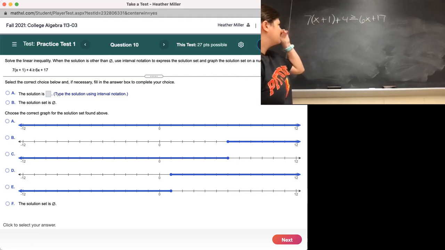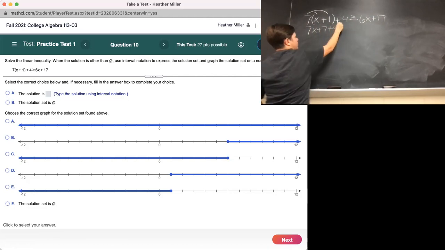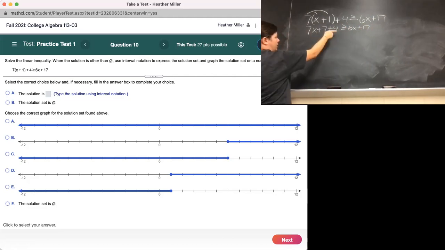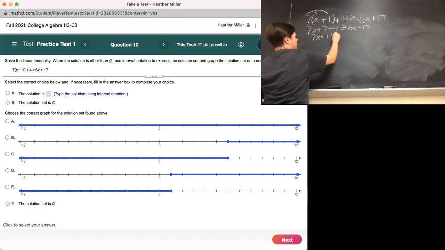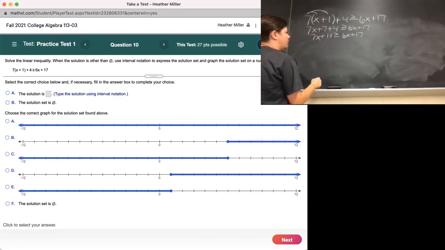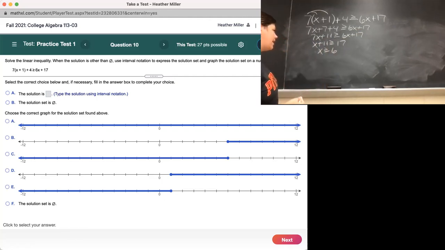So the first thing we're going to do is simplify this expression. We're going to use the distributive property here for 7x plus 7 plus 4 greater than or equal to 6x plus 17. Combine like terms. And now I'm going to start moving things over. I'm going to keep my x's positive, so I'm going to subtract 6x over. I'm going to subtract the 11 over. So I get x is greater than or equal to 6.